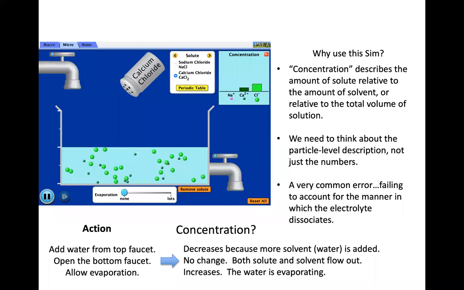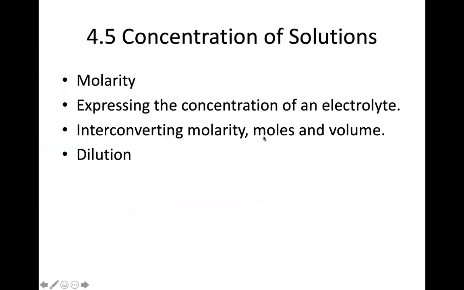And what I find is a really common error is failing to account for the manner in which an electrolyte dissociates. And by that, I mean calcium chloride dissociated and gave me 2 chlorides for every 1 calcium. So before we start racing with numbers, a lot of times we've got to ask, well, how does this dissociate? Let me show you how this now sets up with a couple questions.